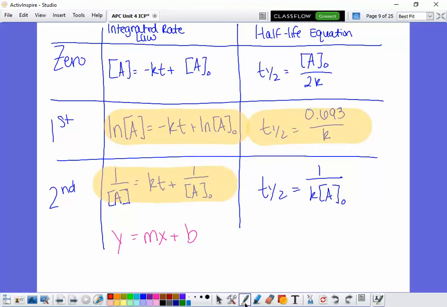Those 3 that I just highlighted are on the formula sheet. The other 3 are not. Okay? Now we're going to do some problems where we're just going to be manipulating these formulas. Okay, so let's look at number 5.